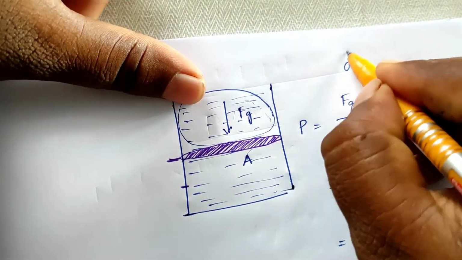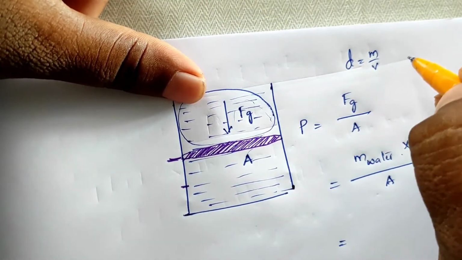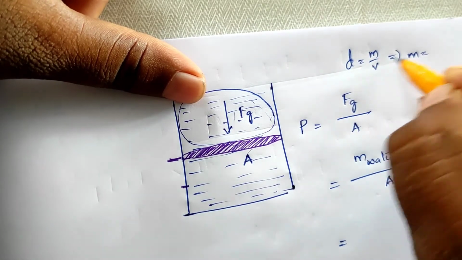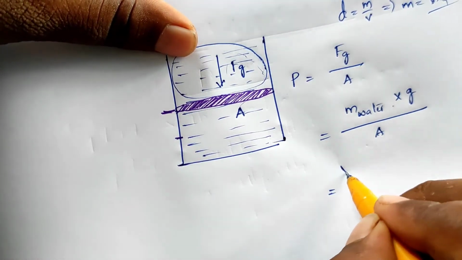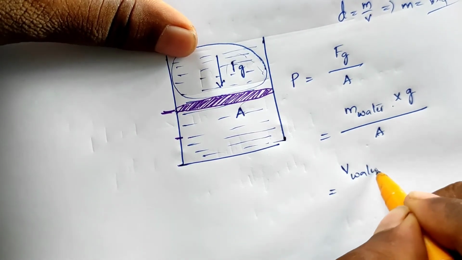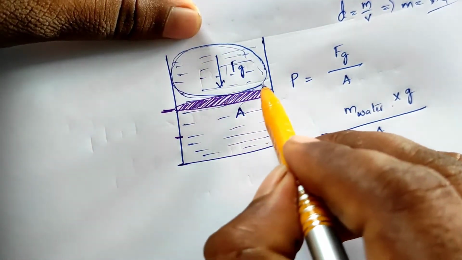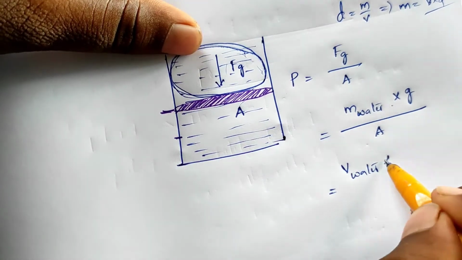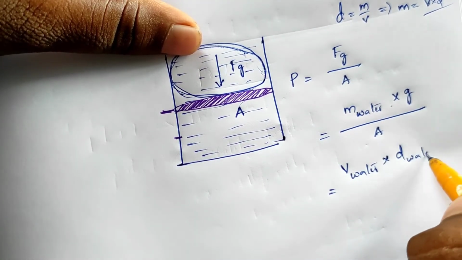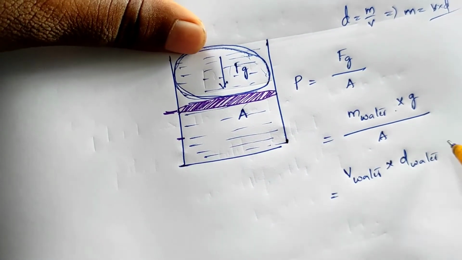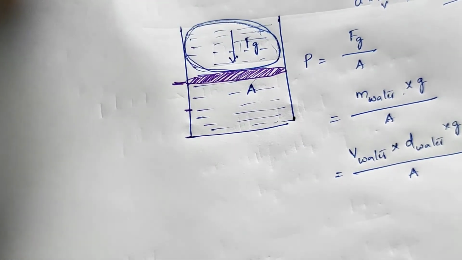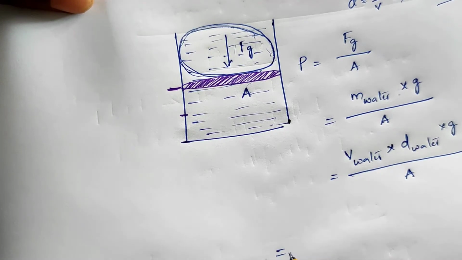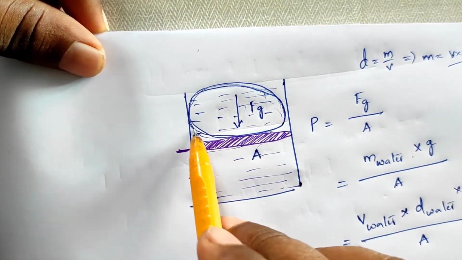Density is equal to mass by volume, we already know this. That implies mass is equal to volume into density, right? So the mass of the water I am going to write as the volume of water times the density of water, times g, divided by A. So this volume of water, how can you write it more?